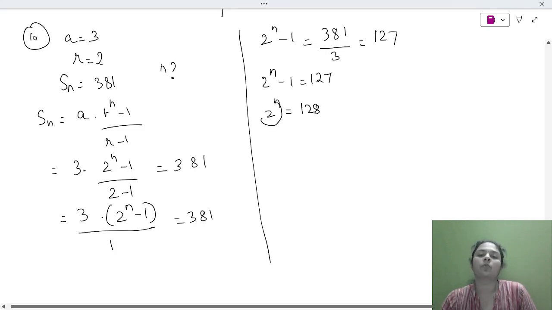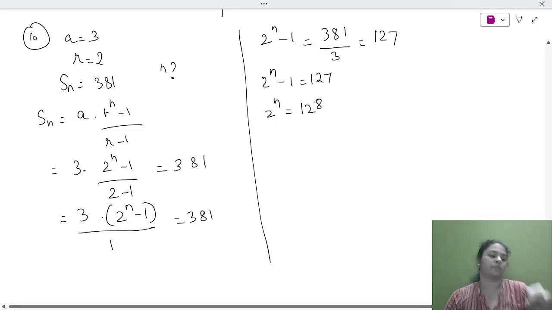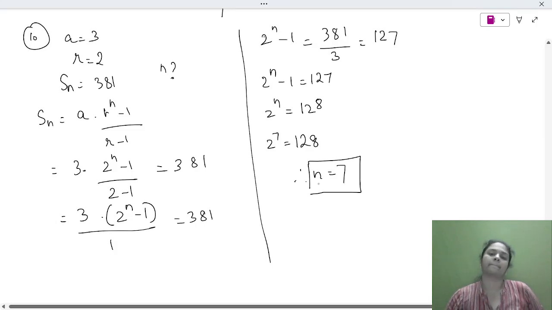Now 2 power what is 128? This is what you need to find out. 2 power what is 128? 2 power 7 is equal to 128. Therefore, n is equal to 7.